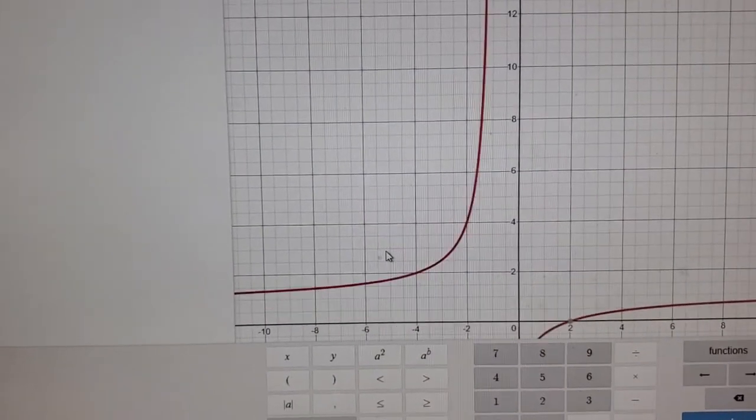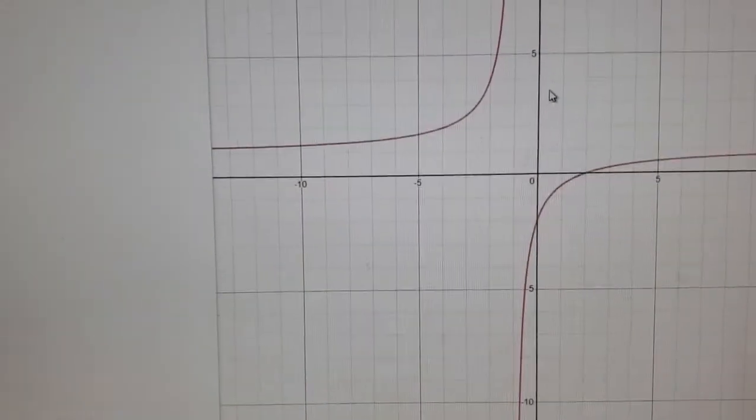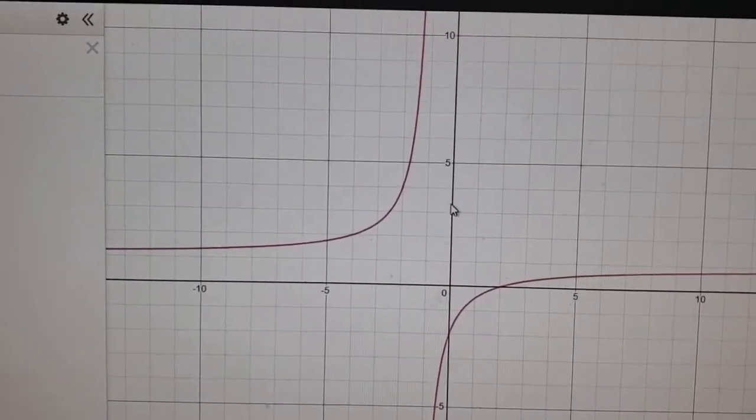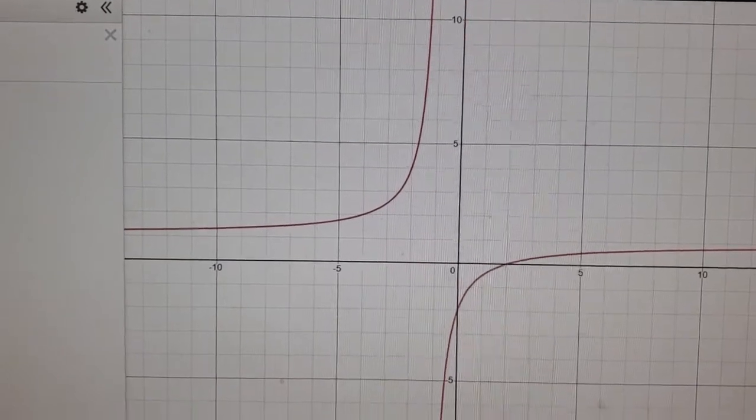Whoops, I hit the wrong button. Okay, so let me move this around. This is the equation I get, and the function asks what happens as x approaches -1.